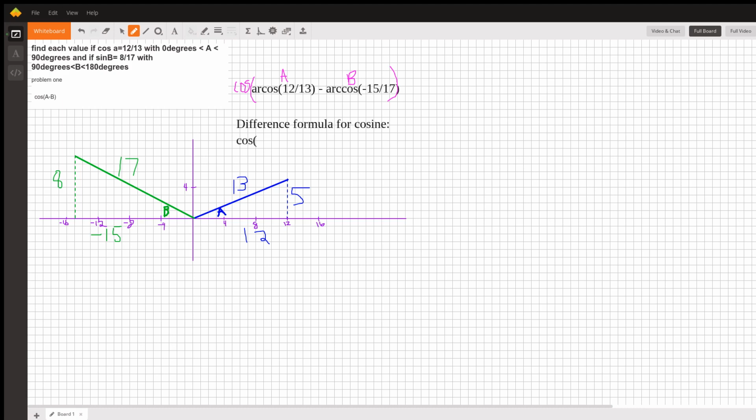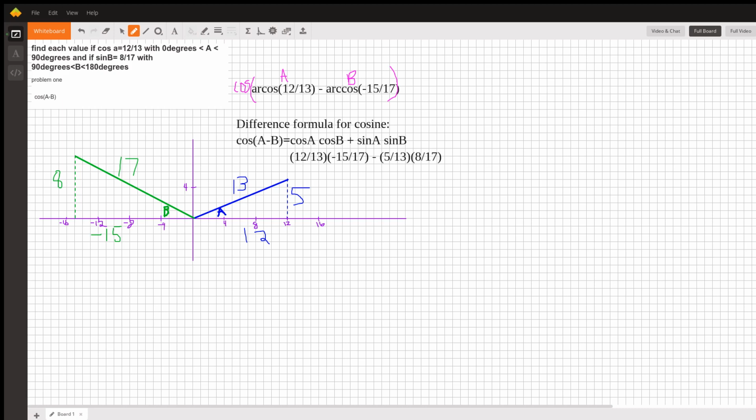And that says that the cosine of A minus B equals the cosine of A times the cosine of B. If it's a minus in the parentheses, it's a plus out here, sine of A times sine of B. And we can pick each one of these off of the figure. So the cosine of A is 12 over 13, and the cosine of B is negative 15 over 17. And then we're going to add the sine of A, which is 5 over 13, times the sine of B, which is 8 over 17.